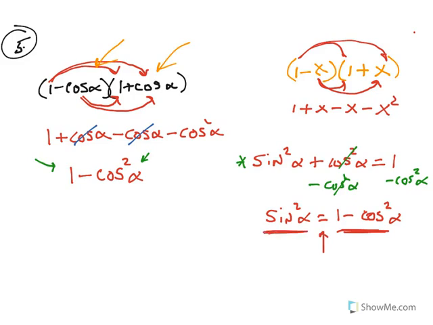So where we see 1 minus cosine squared in our work, we can replace that with sine squared, so a basic substitution step. So 1 minus cosine squared is just sine squared. So that would be your simplified form. So the original statement could be simplified down to just sine squared.